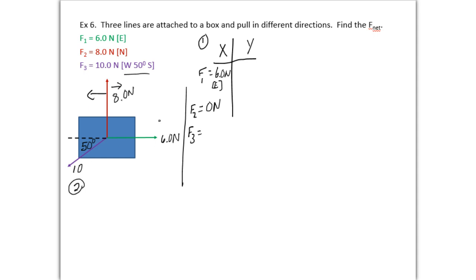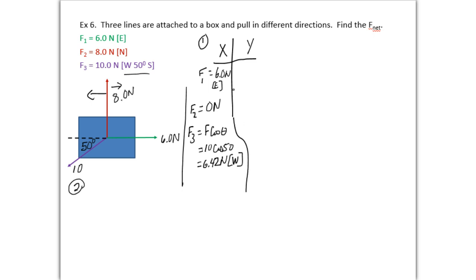Now this one is pulled at an angle, so remember that anything in your x direction, to get the component force, force 3 would be your applied force times cosine the angle. So your force is 10 newtons cosine 50. And that should work out to 6.42 newtons. And that's west.